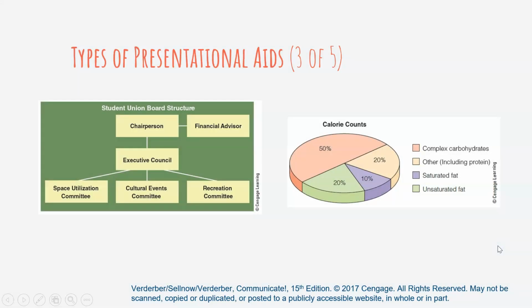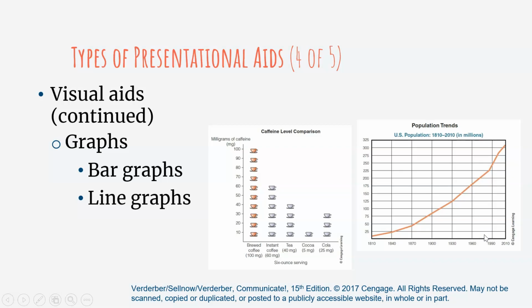Okay, organizational charts and pie charts. So an org chart just shows who reports to who in an organization. And then a pie chart just shows the relationship among parts of a single unit. And bar graphs and line graphs. So you can see here in the population trend in this line graph, you can see how much that population has grown. You know that it's taken a dramatic increase. And that's a good way to show that information.